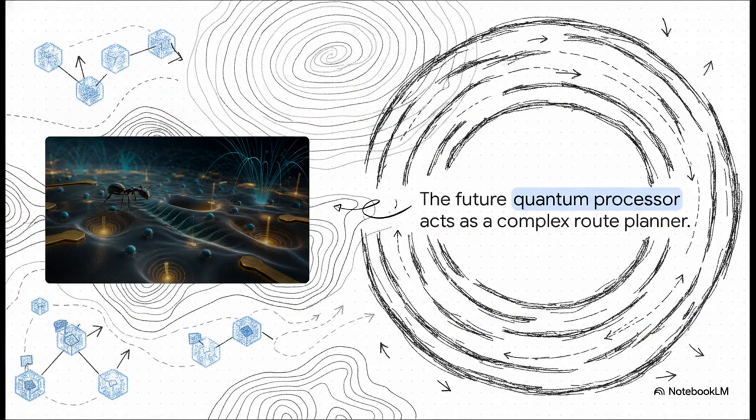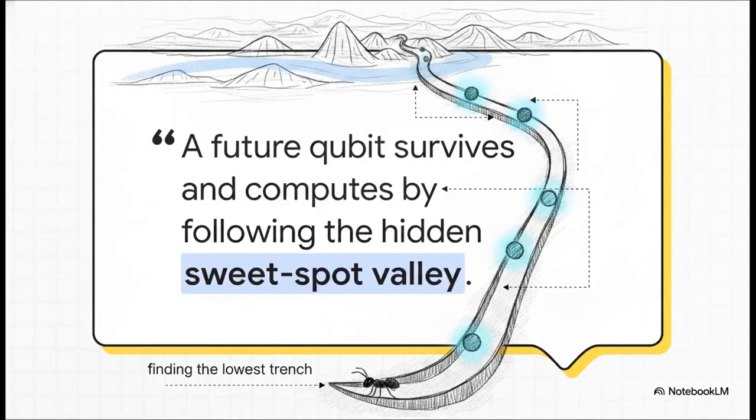And that brings us beautifully back to where we started. Because mastering quantum computing isn't just about throwing better hardware dots onto a 2D surface. It's really about mastering this topographical journey. The quantum processor of the future is, essentially, a highly complex route planner, constantly guiding states through an invisible landscape. I want to share this exact framing from the source material with you all because it just perfectly captures this entire paradigm shift. A future qubit survives and computes by following the hidden sweet spot valley of its energy landscape.